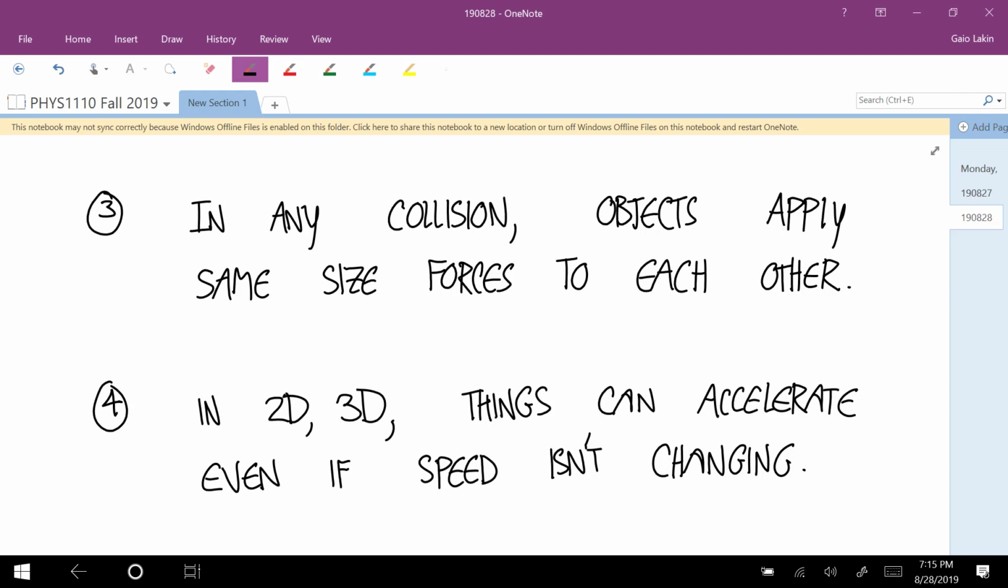Okay, so keep these four things in mind, and I'll bring them up when we get to these topics. These are the things that we're going to try to correct in your brain. Any questions about any of those? Okay.